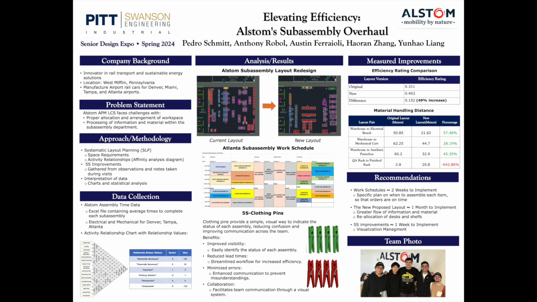So the last part is the recommendations. Firstly, we recommend Alstom take 2 weeks to implement the new work schedule. As we talked before, it's a specific plan on when to assemble each of the parts, so the orders will be on time. The next step will be 1 month to implement the new proposed layout, which brings greater flow of information and also reallocation of all the desks and shelves. The last step is to take 1 week to implement the 5S improvements.